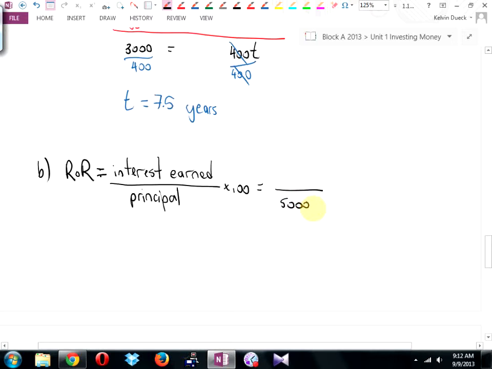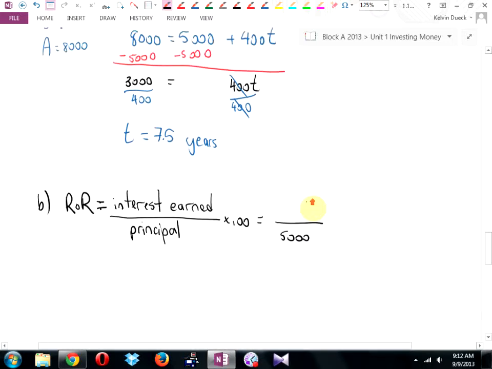Now, you want to be careful because a lot of people want to say the final amount was $8,000. Not quite. 8,000 take away the 5,000 was what she started with. We want the interest to go here, except, hang on, we got a problem. We got a problem with answer A. What did we get for our answer for part A?